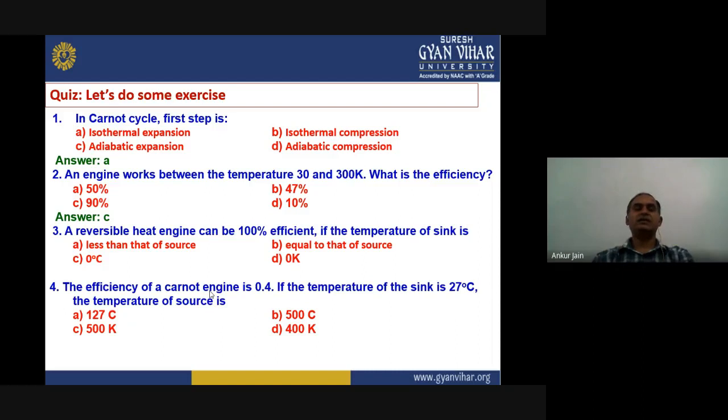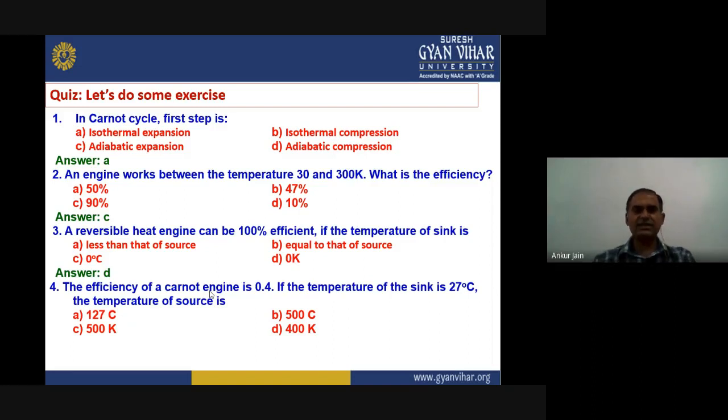Okay. The third question is, a reversible heat engine can be 100% efficient if the temperature of sink is less than that of source, equal to that of source, 0 degree C, or 0 Kelvin. So we have seen the efficiency formula, eta equals 1 minus T2 upon T1. So what is the temperature of sink? That is T2. So 1 minus T2 upon T1 will be 1 when this term will be 0. And for that term to be 0, we need a condition that T2 should be 0 Kelvin. The absolute 0 should be the temperature of sink. So in that case, the right answer is D, 0 Kelvin.